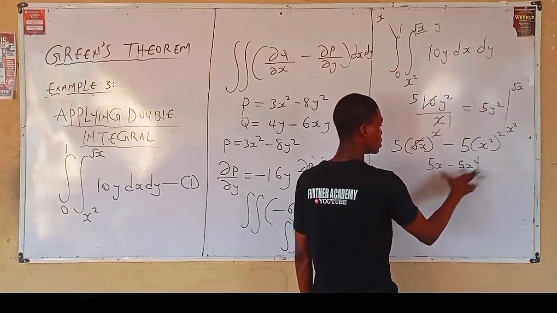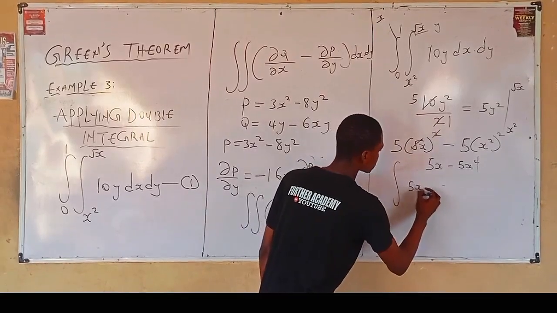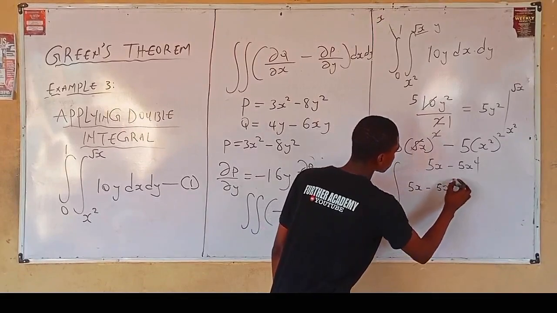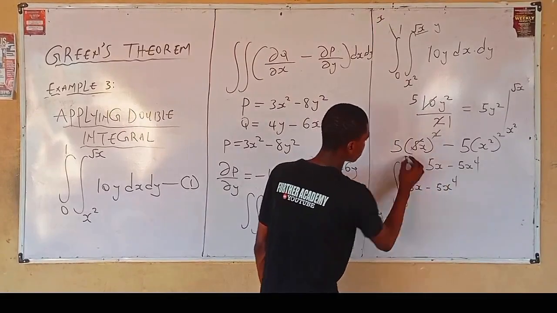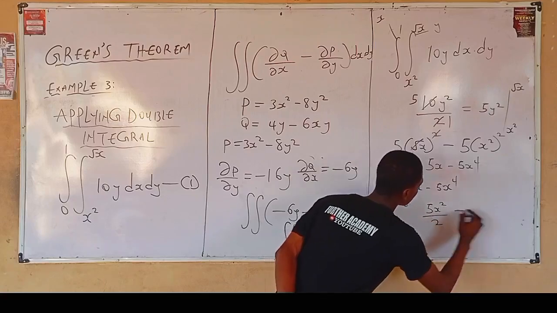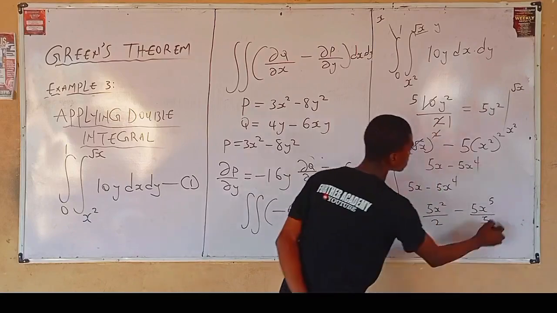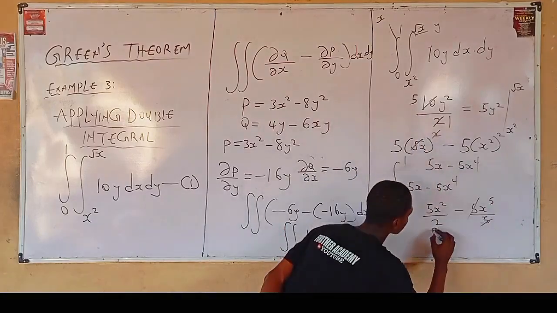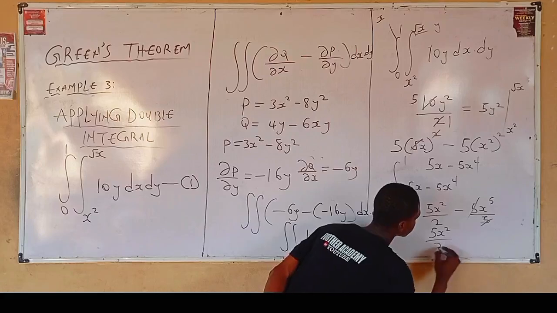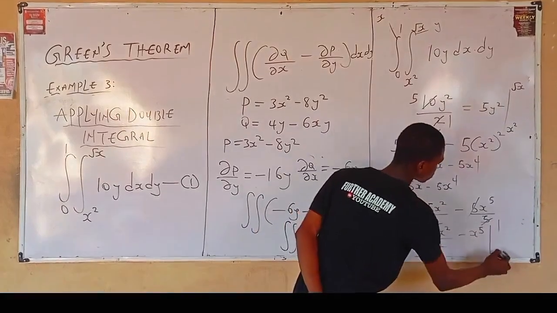You got this. Integrate this function with respect to x and substitute your lower and upper limit. So from there, what do you have? 5x raised to the power 2 over 2 minus 5x raised to the power 5 over 5. Then this cancels out, right? You are left with what? 5x raised to the power 2 over 2 minus x raised to the power 5. Include your limit 1 to 0.